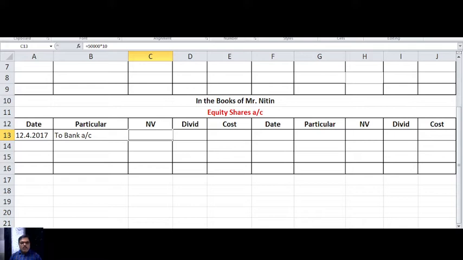What is the nominal value of equity shares that we have purchased? Total number of equity shares we have purchased is 50,000 multiplied by 10, that comes to 5 lakh. Dividend, there is no dividend. Now cost they have already mentioned, that is 20 lakh. So equity shares purchase is very simple. Just you have to write to bank, whatever the nominal value, dividend. We don't calculate dividend because there is no concept of ex-dividend and cum dividend over here. And here the cost price they have already given.